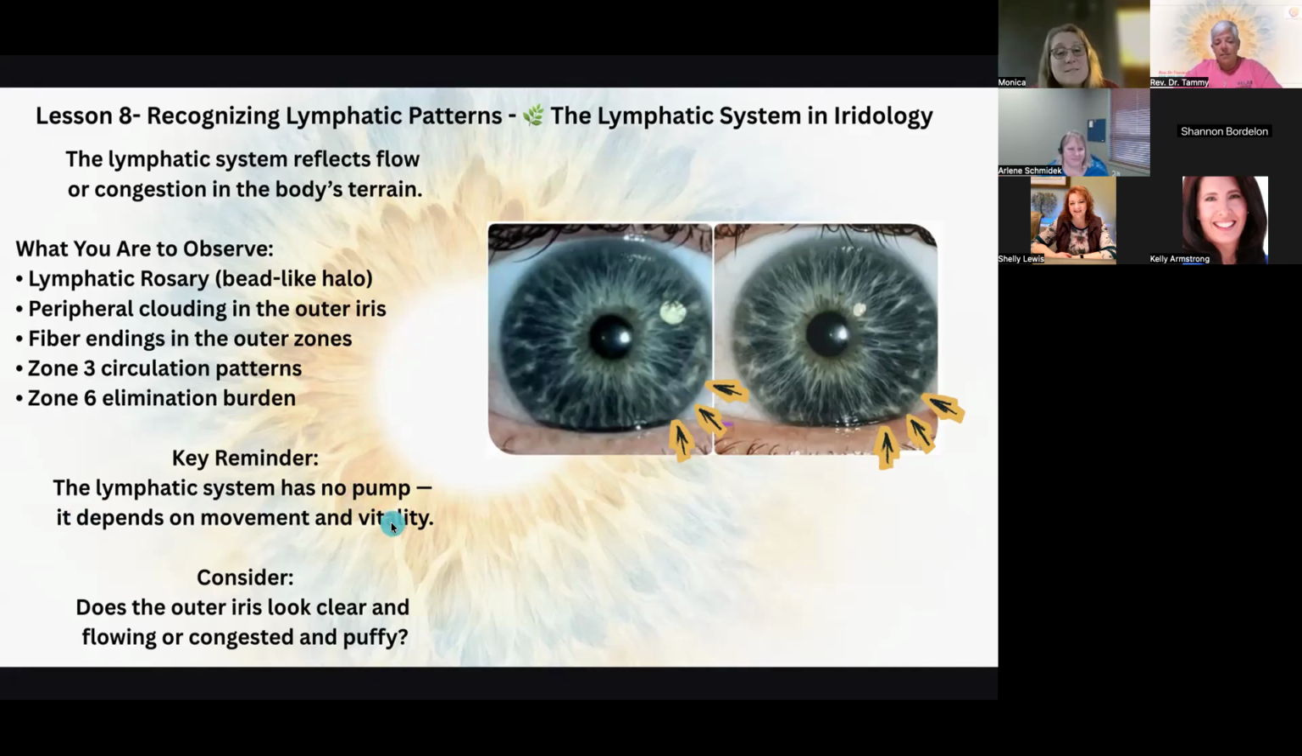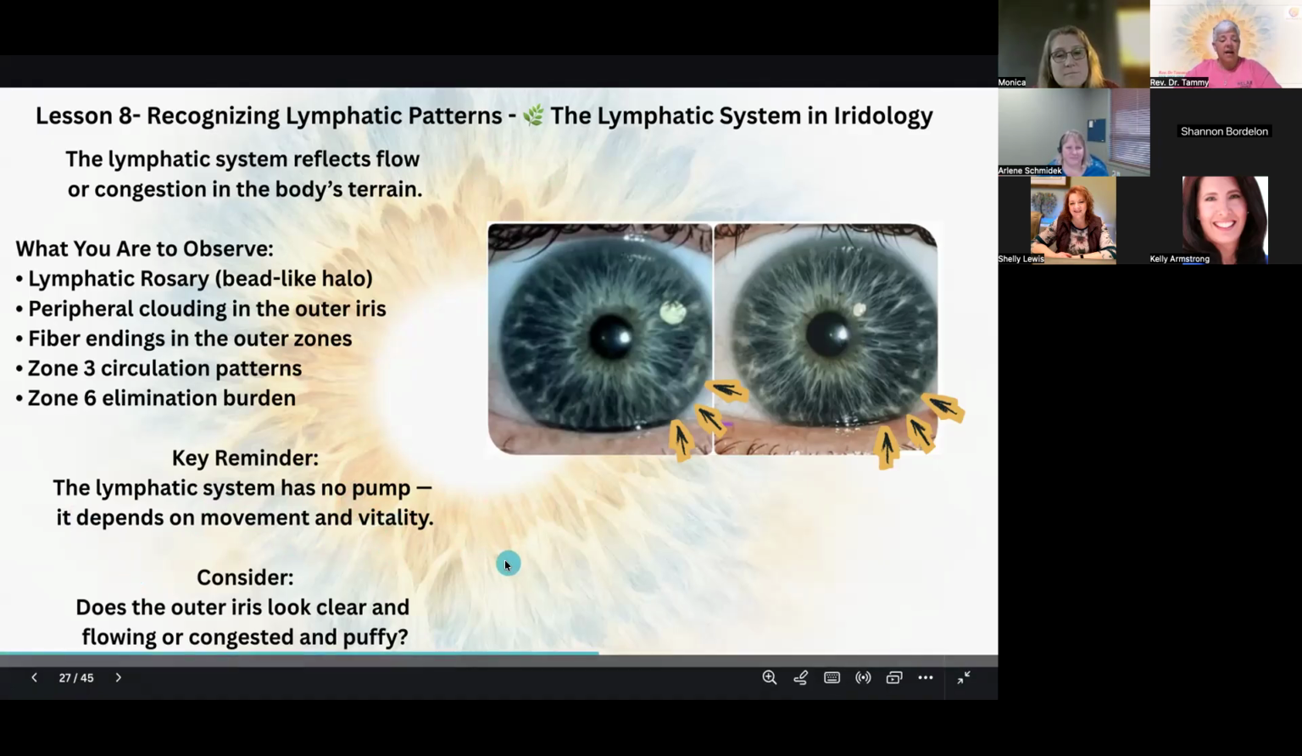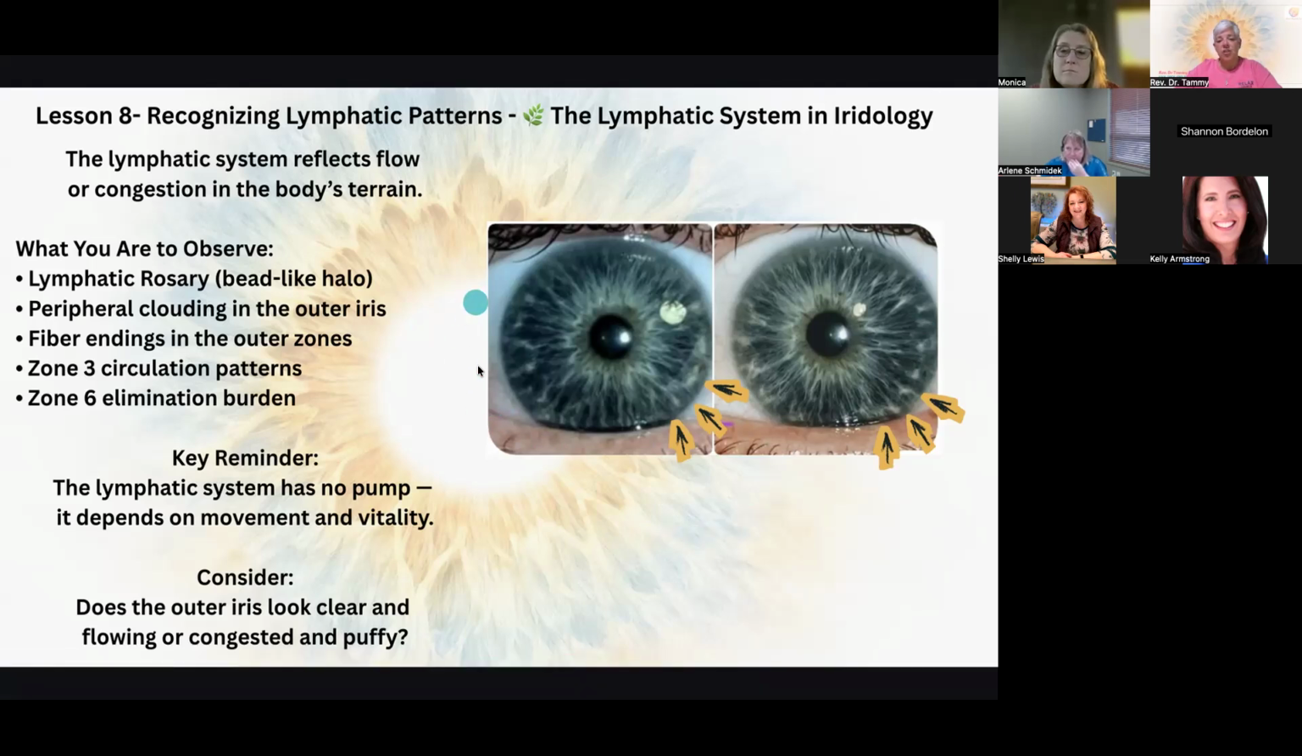So the lymphatic system has no pump. It depends on movement and vitality. I told you that. So does the outer iris look clear, flowing, congested, or puffy? This one is puffy and congested.